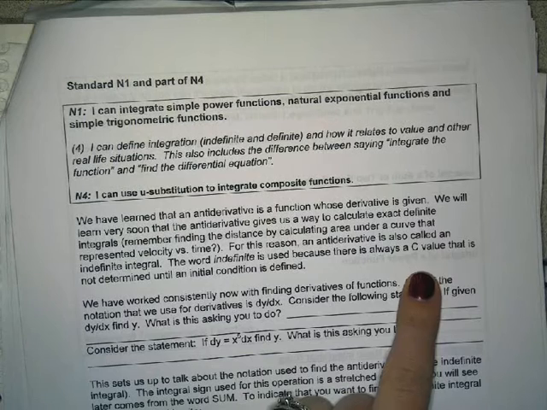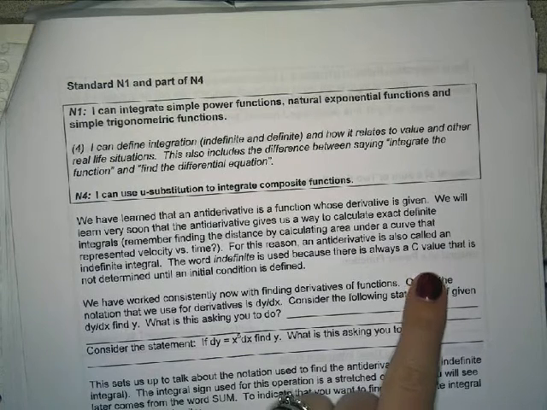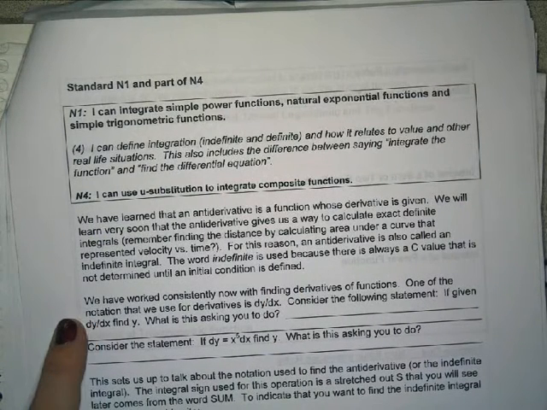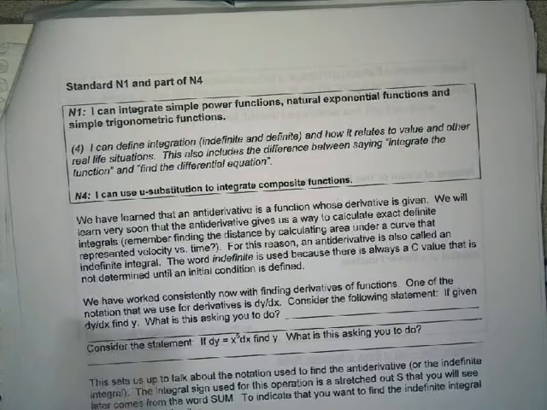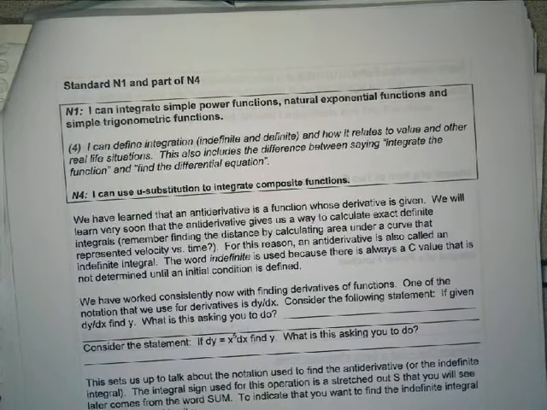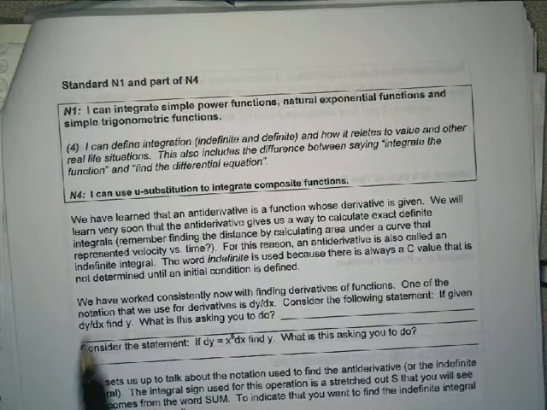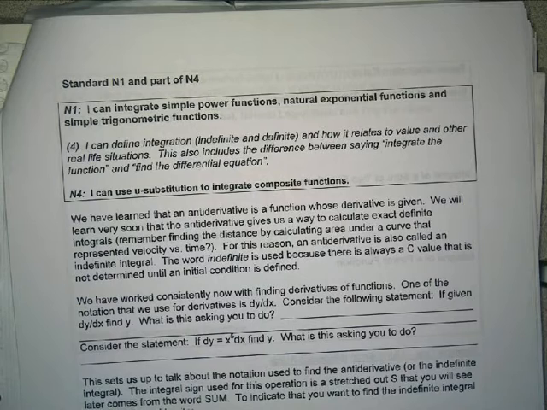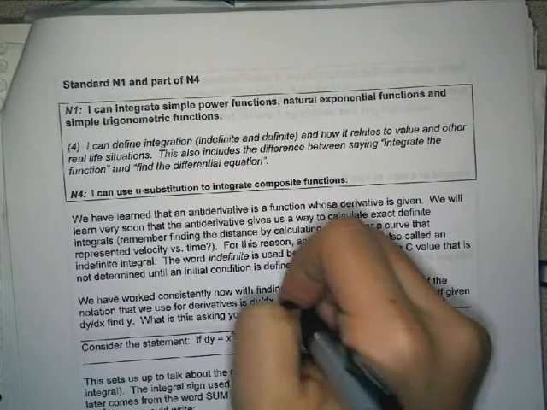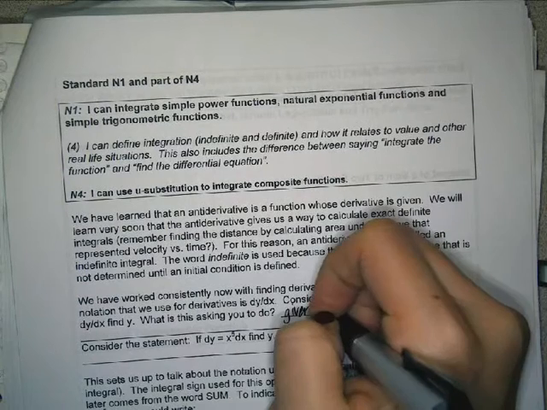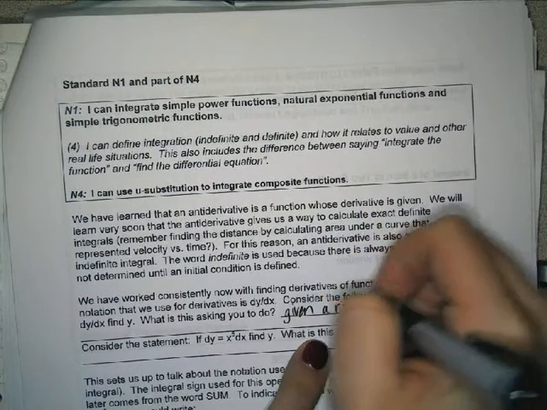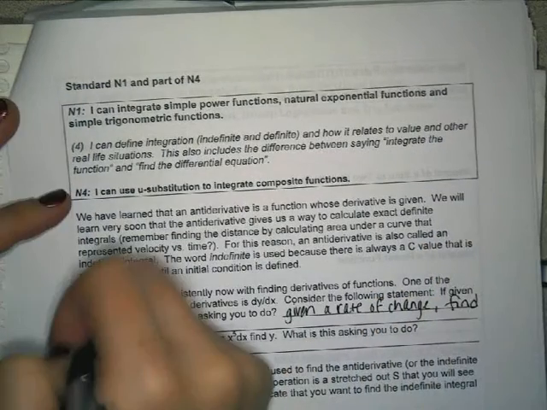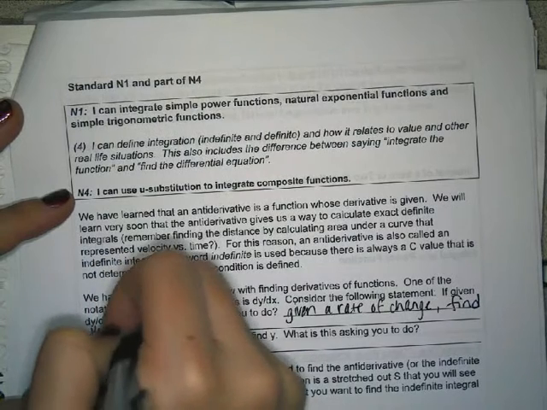Okay. We have worked consistently now with finding derivatives of functions. One of the notations that we use for derivatives is dy over dx. Consider the following statement. If given dy over dx, find y. Okay, so what is this asking you to do? Well, this is telling you that you are given a rate of change and it wants you to find the original function. Or you're given the derivative and you're supposed to find the original y.